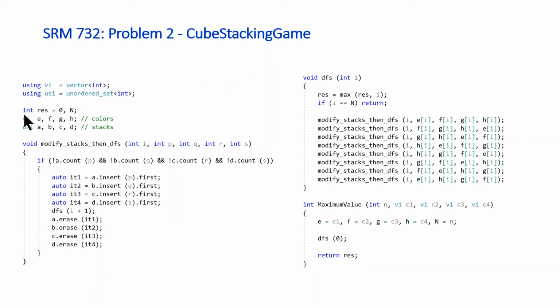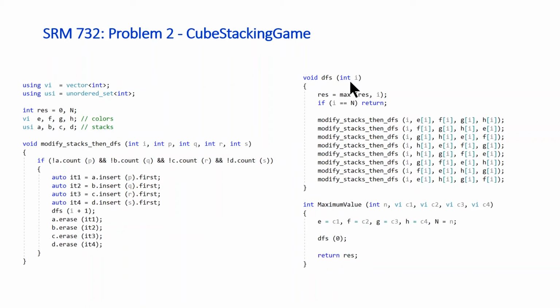And so what I've done up here is I've just declared some global vector ints and unordered sets of integers so that we don't need to pass these around everywhere. You know, in production code, you definitely don't want to do this, but for competitive programming, it's okay. And so we're going to initialize our vectors of integers to be equal to our color inputs, and then our global n equal to n, and then we'll call DFS 0.